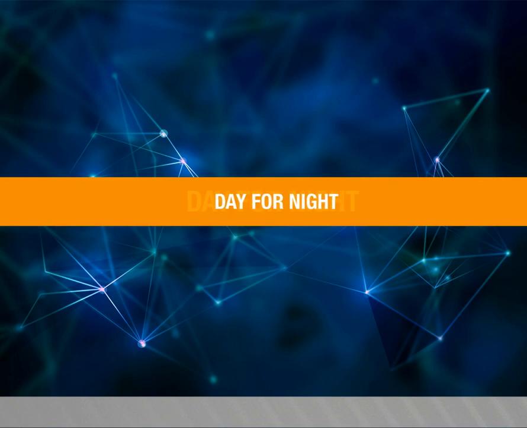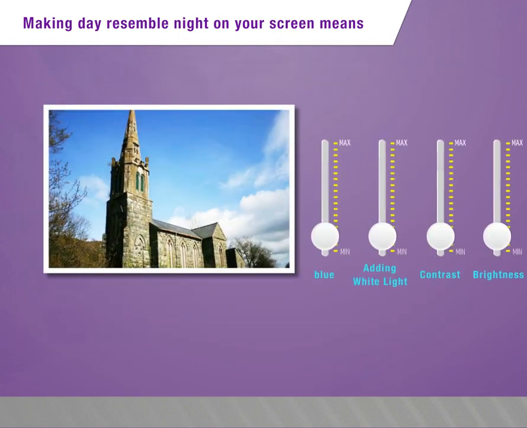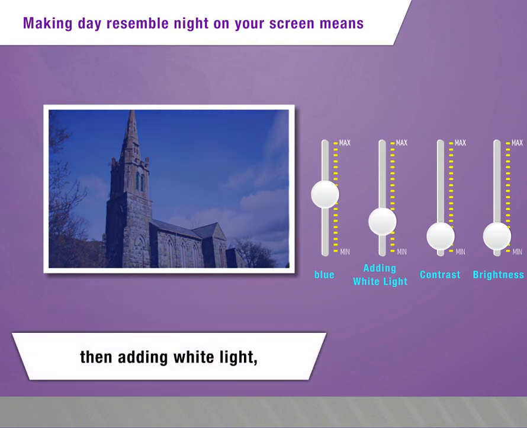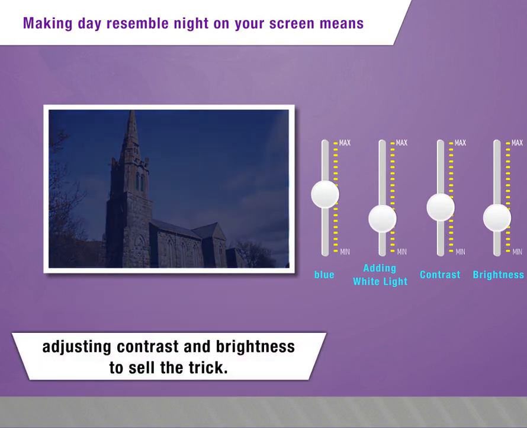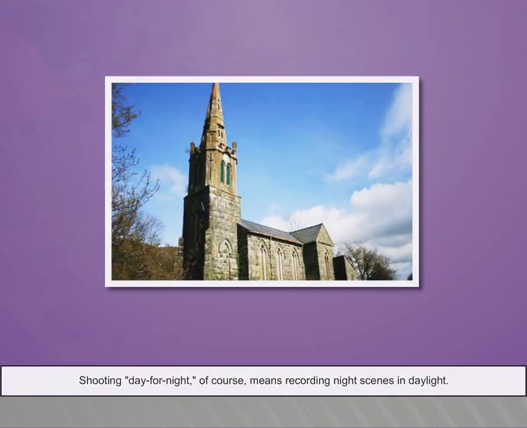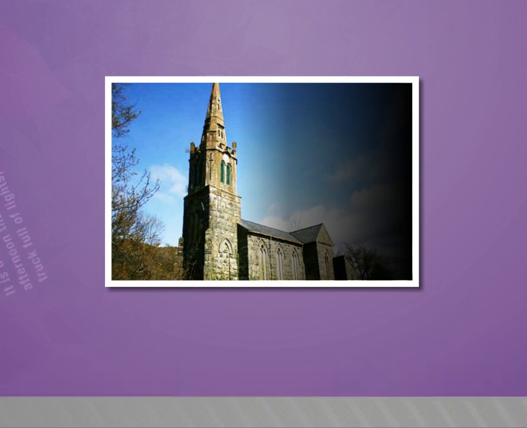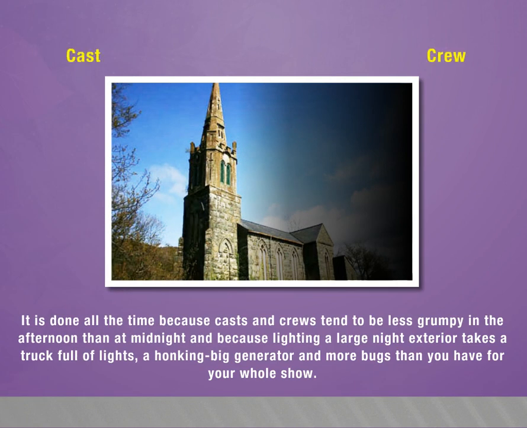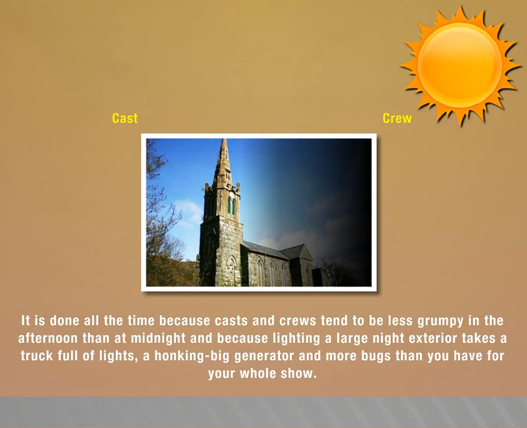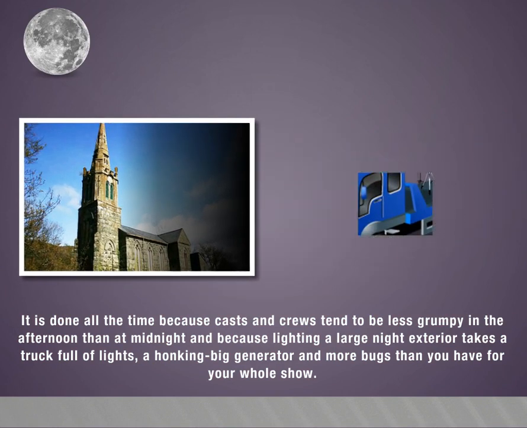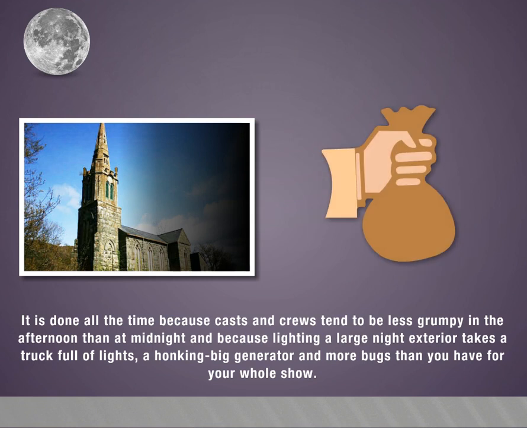Day for night. In this video, we are going to see about day for night. Making day resemble night on your screen means tinting the overall images blue, then adding white light, adjusting contrast and brightness to seal the trick. Shooting day for night, of course, means recording night scenes in daylight. It is done all the time because casts and crews tend to be less grumpy in the afternoon than at midnight, and because lighting a large night exterior takes a truck full of lights, a honking big generator, and more bugs than you have for your whole show.